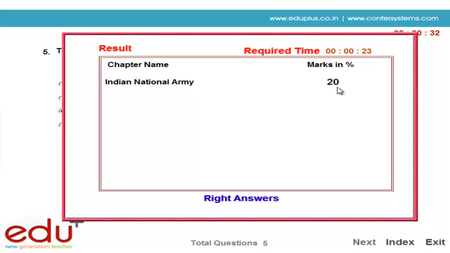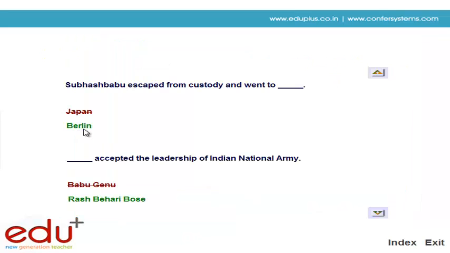Also, the marks obtained are shown, and if you want to see the correct answer, then click the right answer button. Here, the green color is your correct answer and the maroon color option is your wrong answer. Here, our test is finished. Right now, we exit.